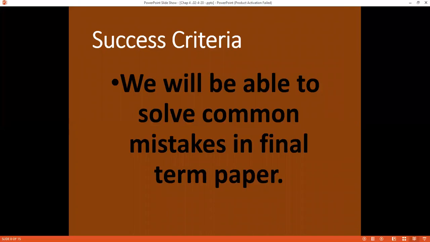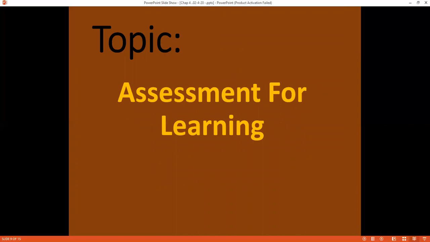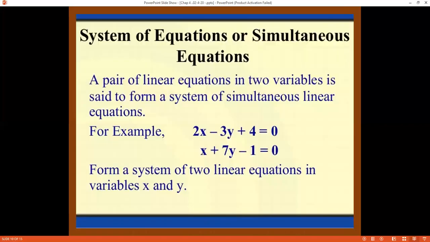And next, success criteria. At the end of the lesson, we will be able to solve common mistakes in the final term paper. You will be able to solve the common mistakes, and you will be able to understand the concepts more clearly. You have made common mistakes in the paper, and the topic is assessment for learning, that is AFL.